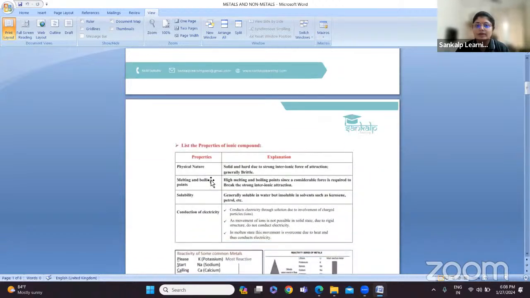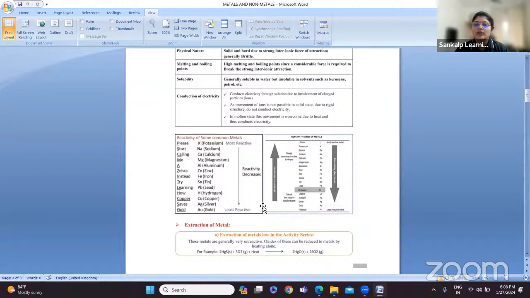Then what are the properties of ionic compounds? What are ionic compounds? Then what is the reactivity series? We have seen how the reactivity series is arranged in increasing and decreasing order, and based on what. All these things we have discussed.